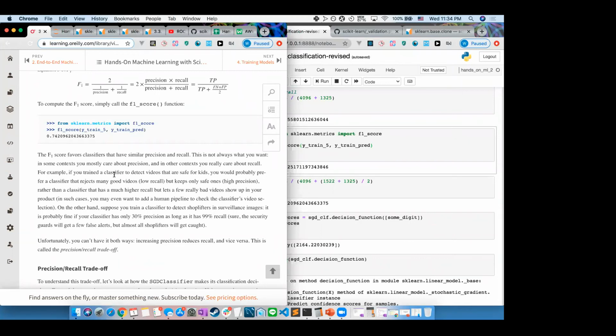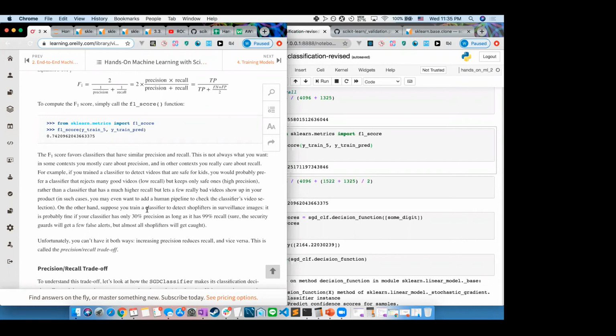For example, if you trained a classifier to detect videos that are safe for kids, you would probably prefer a classifier that rejects many good videos, which means low recall, but keeps only safe ones, which means high precision, rather than a classifier that has much higher recall but lets a few really bad videos show up in your product. In such a case, you may even want to add a human pipeline to check the classifier's video selection.